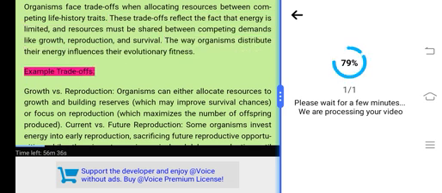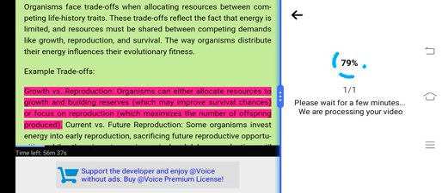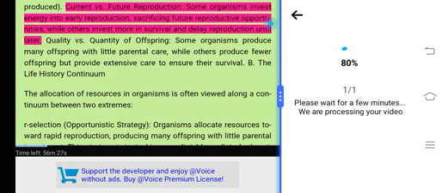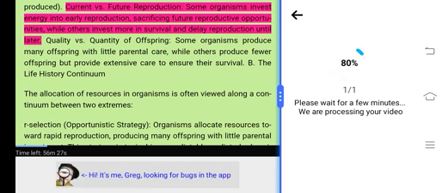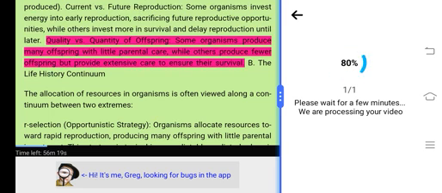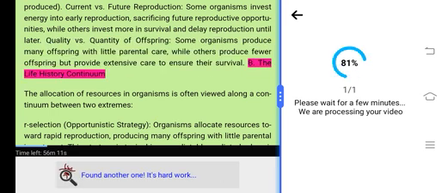Example trade-offs. Growth versus reproduction: organisms can either allocate resources to growth and building reserves, which may improve survival chances, or focus on reproduction, which maximizes the number of offspring produced. Current versus future reproduction: some organisms invest energy into early reproduction, sacrificing future reproductive opportunities, while others invest more in survival and delay reproduction until later. Quality versus quantity of offspring: some organisms produce many offspring with little parental care, while others produce fewer offspring but provide extensive care to ensure their survival.